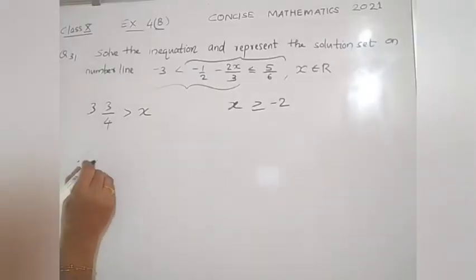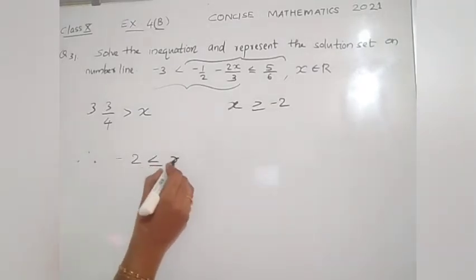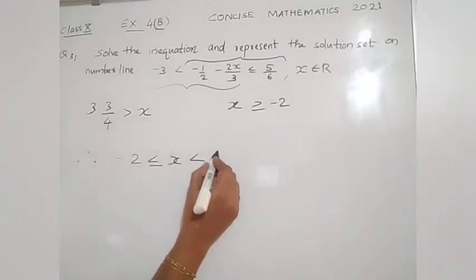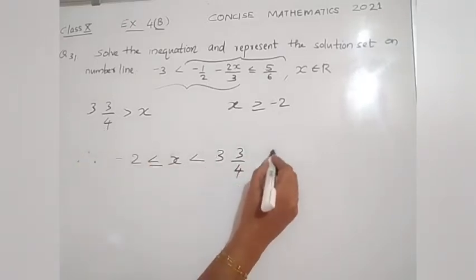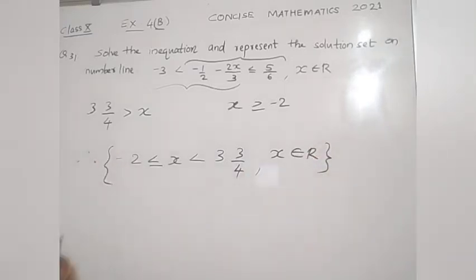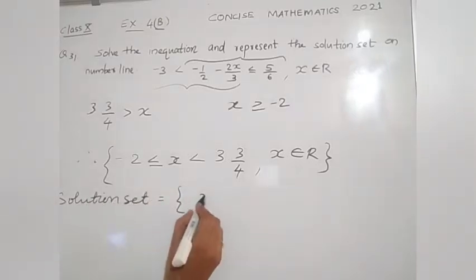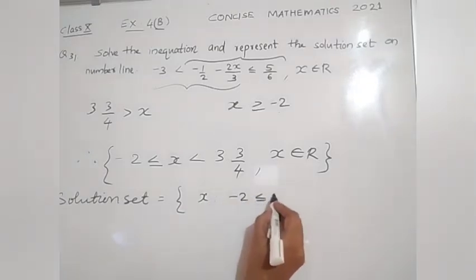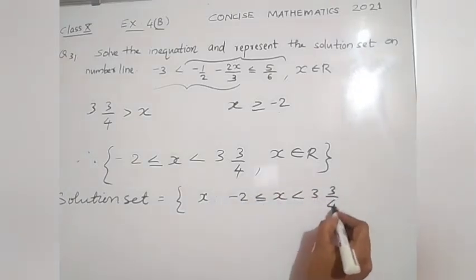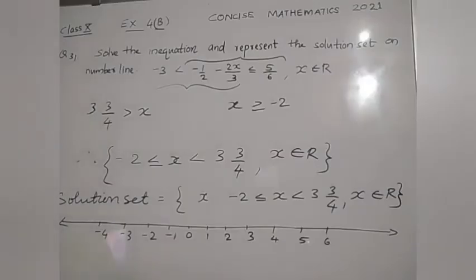Now we can write them together. Lower limit is minus 2. Minus 2 less than or equal to x less than 3 by 4, which is the upper limit, and x belongs to real numbers. So how can we write the solution set? Yes, solution set is set x such that minus 2 less than or equal to x less than 3 by 4, x belongs to real numbers. Now let us graph the solution set.